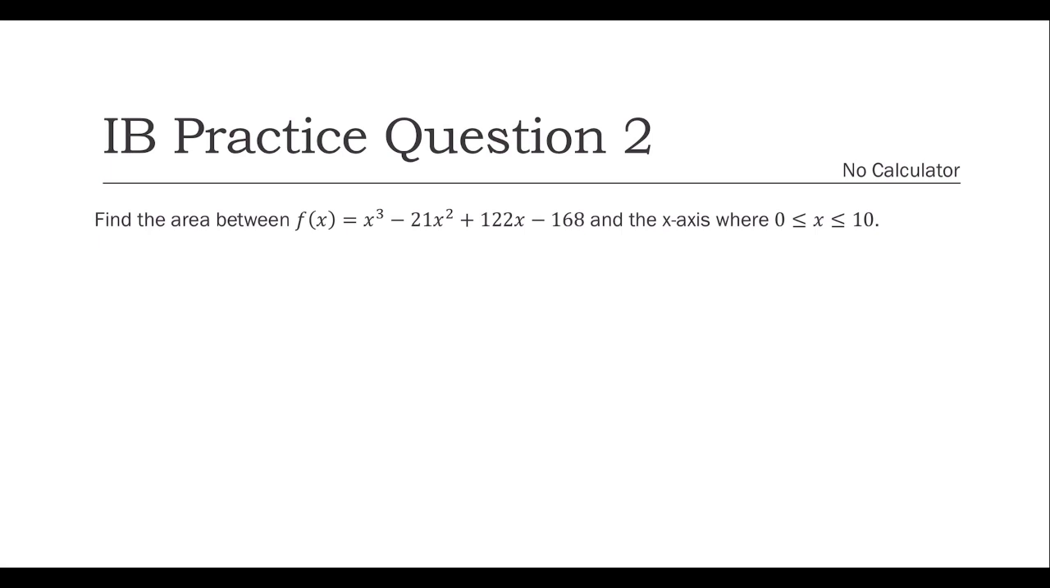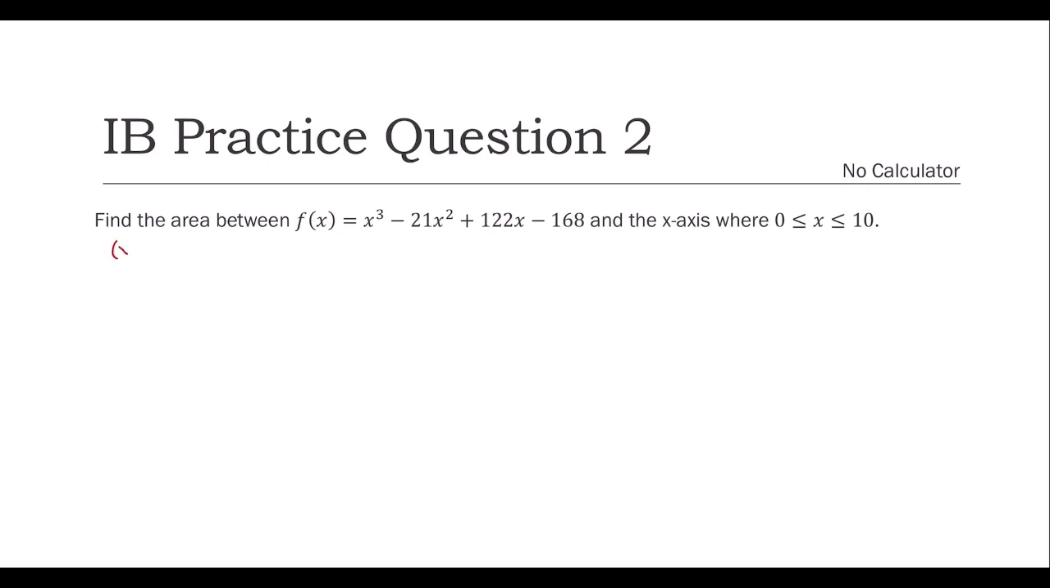Now we have our second IB practice question. It says find the area between f of x equals x cubed minus 21x squared plus 122x minus 168 and the x-axis where 0 is less than or equal to x is less than or equal to 10. So what we care about most is going to be the zeros within our interval.